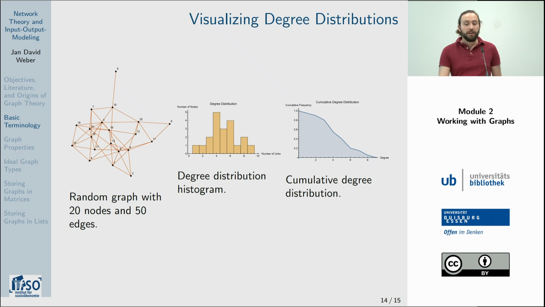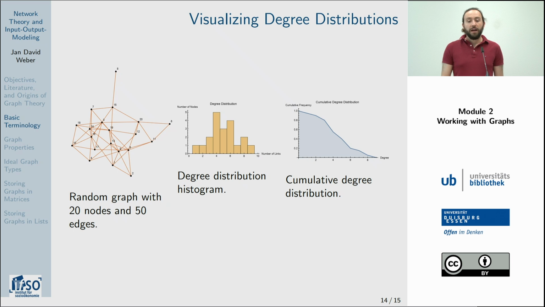So here on the left side, you have a random graph with 20 knots and 50 edges that we just randomly generated. And in the middle, you have the degree distribution. And you see most knots have a degree of 4, second most are of degree 6. And you see this kind of, I wouldn't say bell-shaped curve here, but you have this visualization that most of them are somewhere between 4 and 6 degrees.